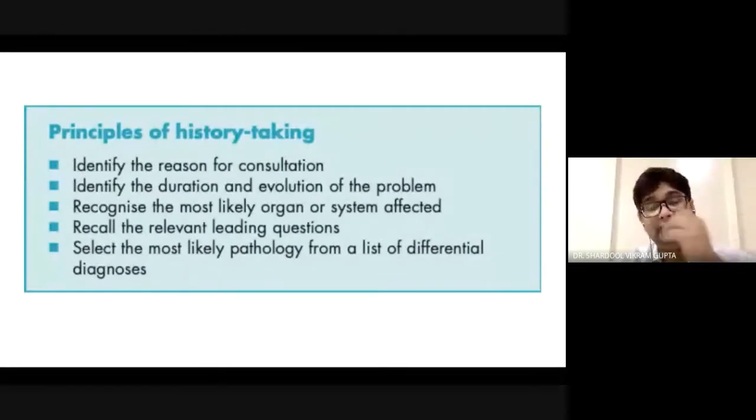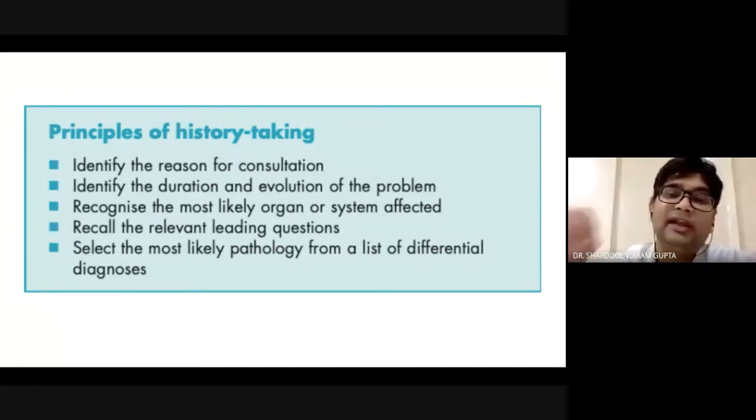If a patient is directly telling, then it is all right. If patient is not telling you, then you have to ask guided questions pertaining to a particular system, whether that is present or not. And similarly, you have to recall the relevant leading question pertaining to some system, so that you can at least pinpoint some organ system and pathology related to it.